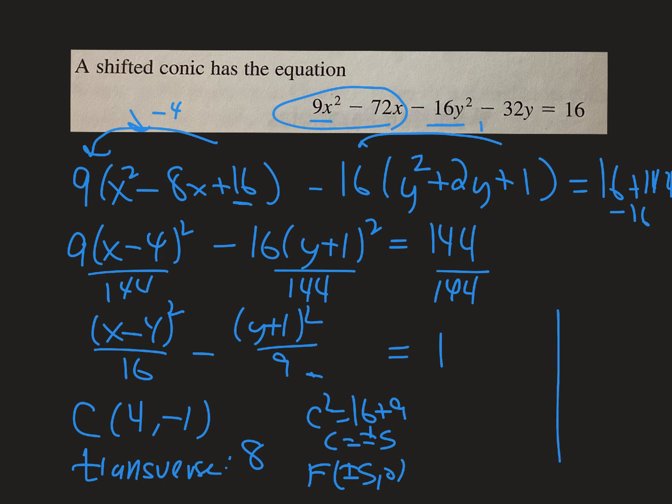If I did have a graph here, I would go to 4, -1. 1, 2, 3, 4, -1. There's my center. And I would go right 4, 1, 2, 3, 4. Left 4, it's right there. Up 3, 1, 2, 3. Down 3, 1, 2, 3. And I would draw my little box like we always did. Like this. And I connect those with asymptotes, like we always did. And because the x is the major, the hyperbola would go this direction. Okay, I should have put a picture of a graph on there, but I forgot. So there's all your stuff.